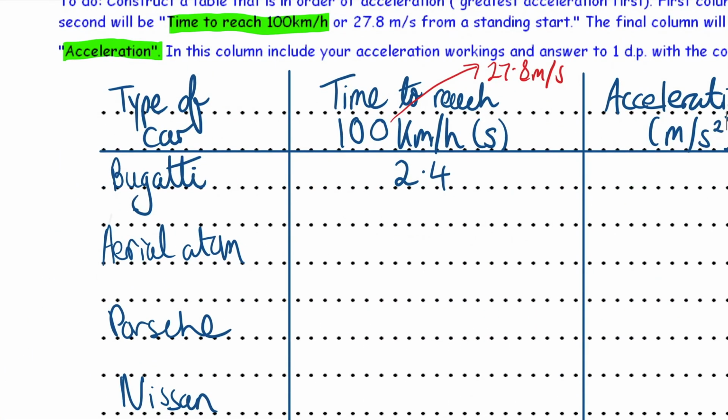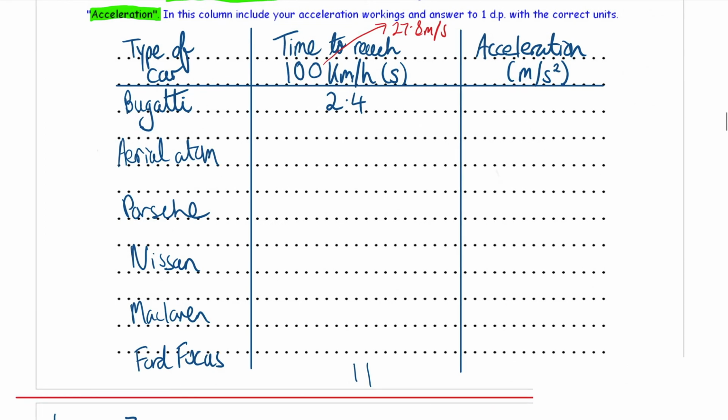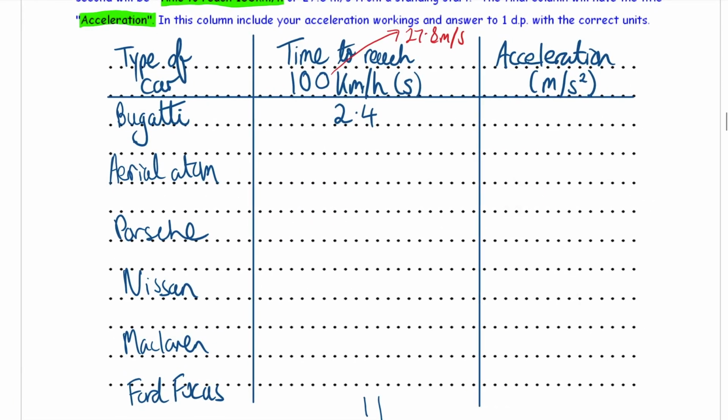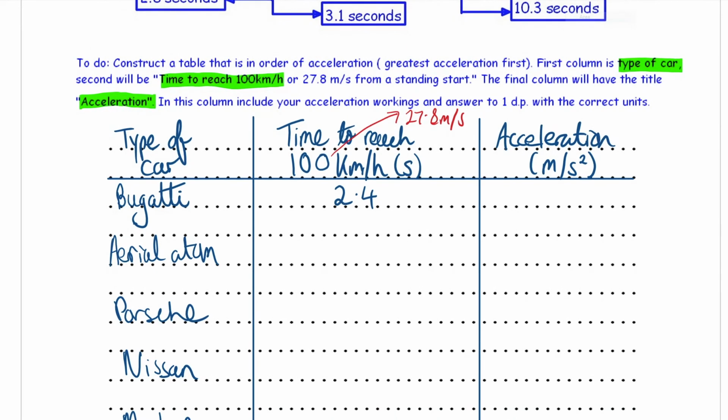Here's one I've done earlier. I've made a start on that table and 3 columns. I've highlighted in green what it's asking you to do. First column, type of car. Second column, time to reach 100 kilometers per hour. And third column, the acceleration. I'll do it for the first 2 cars and then you can complete the table yourselves.